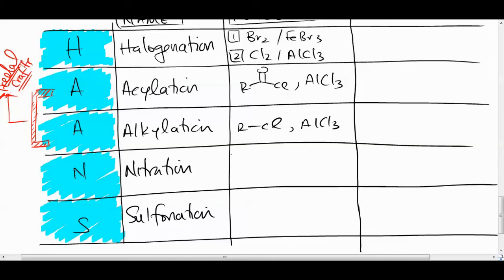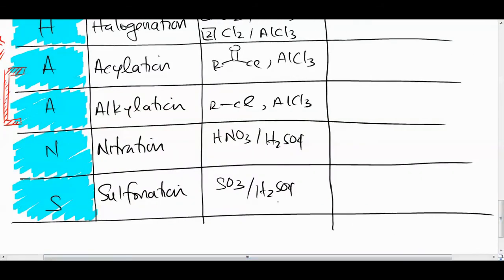Cool. So now, for the nitration, we're going to be using HNO3, H2SO4. And then for the sulfonation, I believe you can use SO3 and H2SO4. And sometimes you can just use H2SO4, or sometimes they might just put fuming sulfuric acid. There's a variety of ways you might see this.